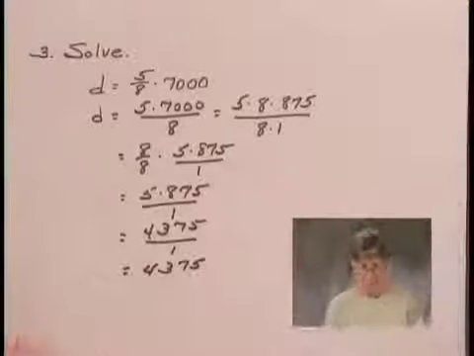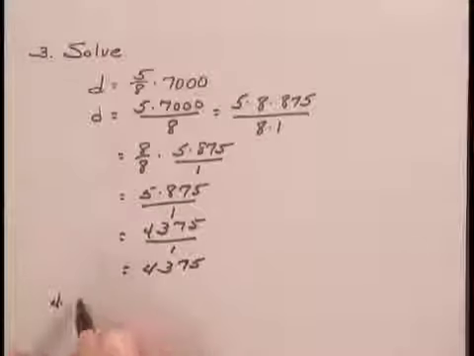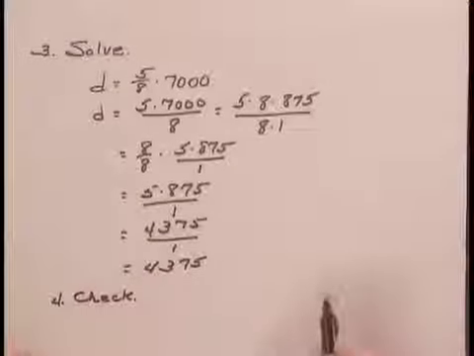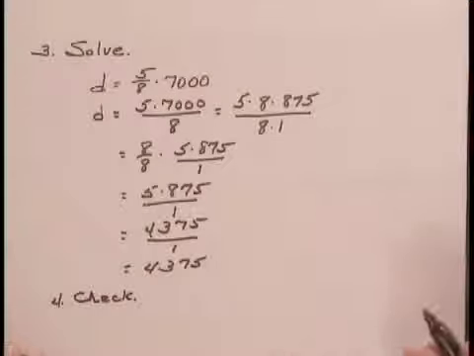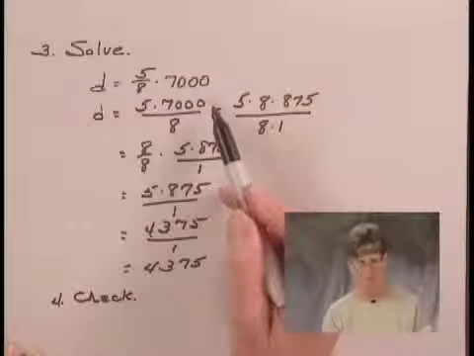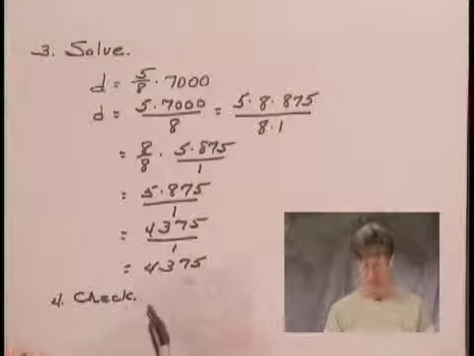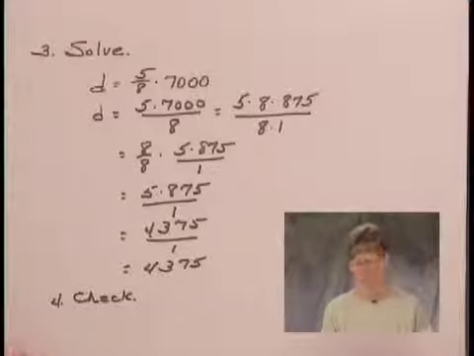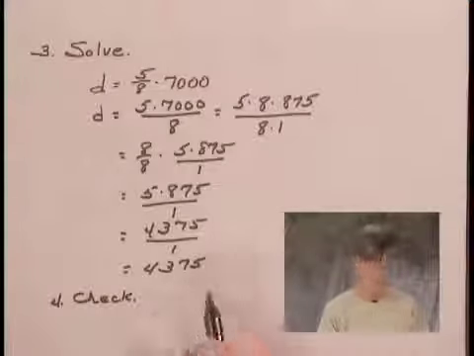4,375. Now, the fourth step in the process is to check the solution in the original problem. And the original problem told us that we were looking for 5/8 of 7,000. It required us only to do this multiplication. So the best check that we can do is just to go back and repeat the calculation and make sure we haven't made any arithmetic mistakes. And when we do that, we see that this is the correct answer.